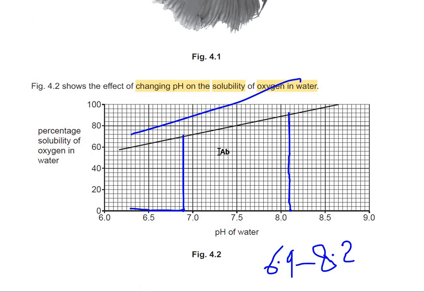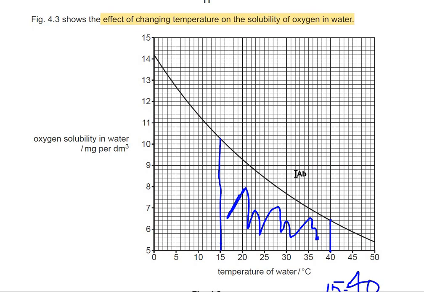If we talk about pH, you can see that at pH 6.5, the percentage solubility of oxygen is around 63%, and at pH 8.5, the percentage saturation of oxygen is around 98%, as you can see over here. If we talk about temperature, then you can quote that at 10 degrees Celsius, the oxygen availability is around 11.3 mg per dm cube, and at 50 degrees Celsius, the oxygen availability is as low as 5.4 milligrams per dm cube.